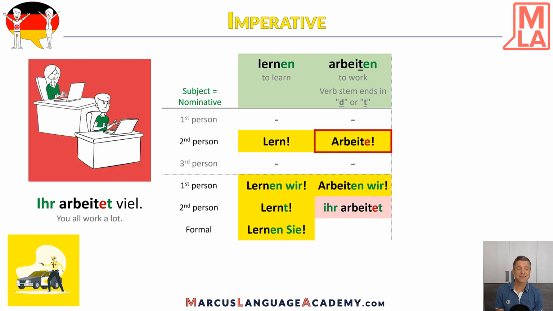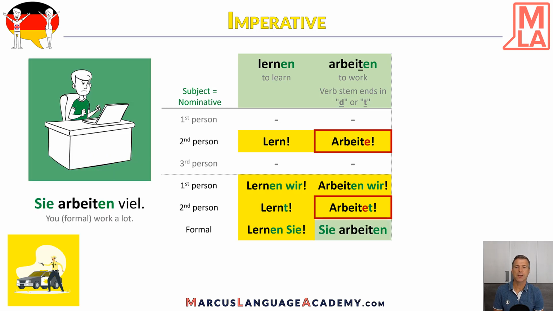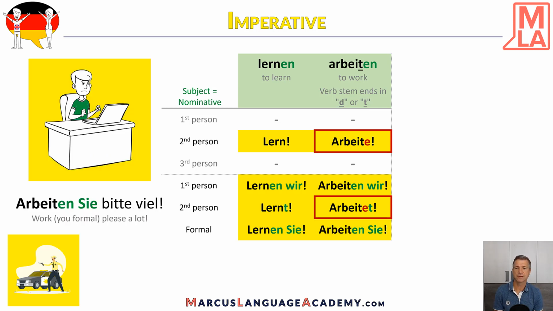Ihr in present tense is ihr arbeitet. It has also the E, and therefore here arbeitet. Remember, we don't take away the T at the end. So arbeitet bitte viel. And the formal way would be in present tense Sie arbeiten, and in imperative arbeiten Sie bitte viel. We see it when we read it because Sie is capitalized, so it's the formal you.